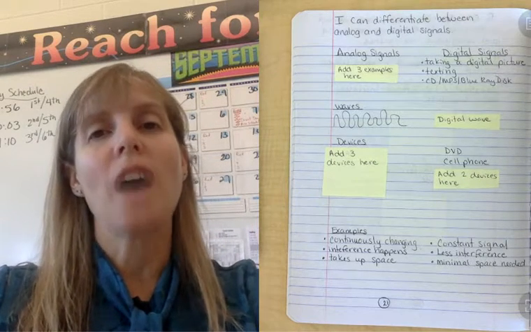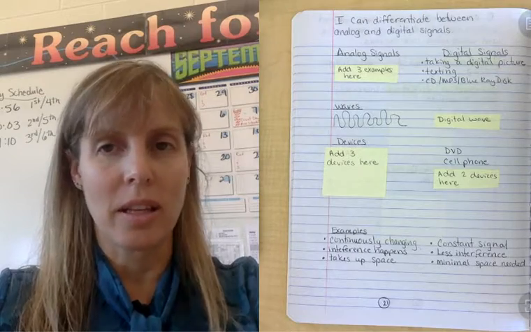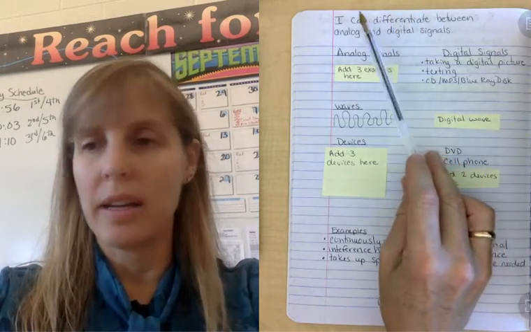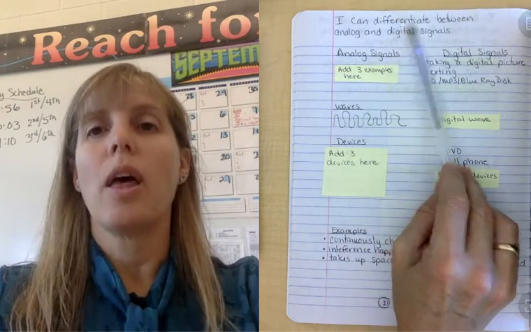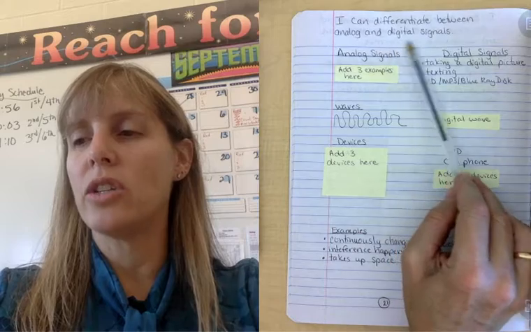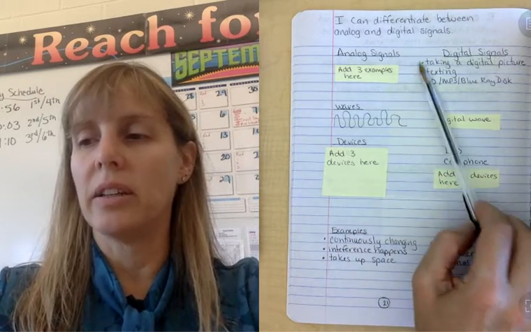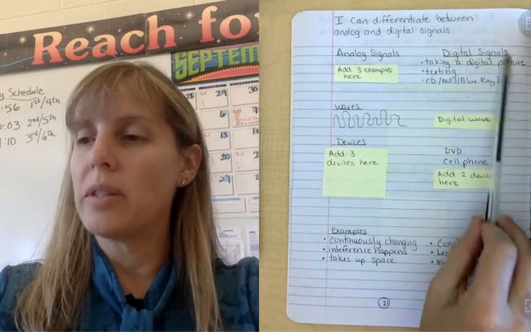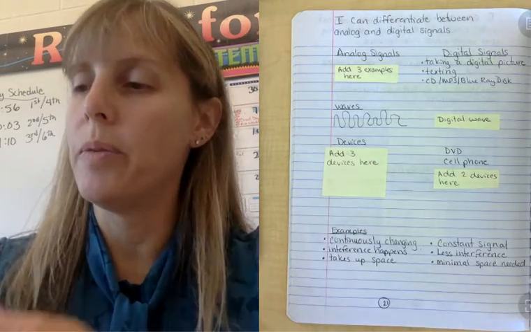When you are done with your quiz, you're going to start reading and learning about analog signals and digital signals. Today, our learning target is I can differentiate, which means tell the difference, between analog and digital signals. So you're going to read about analog signals, and you're going to add 3 examples here. You're going to read about digital signals, and there are 3 examples there for you.